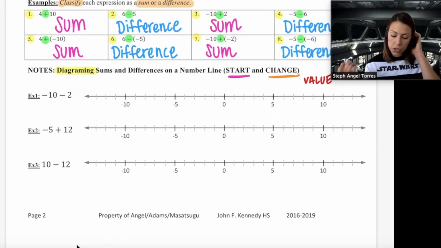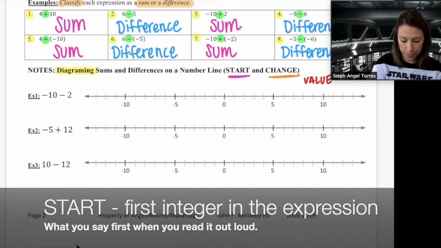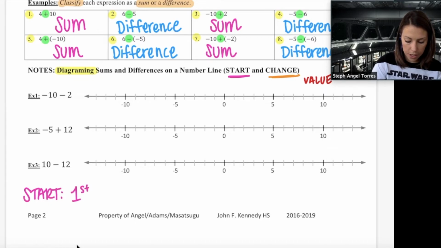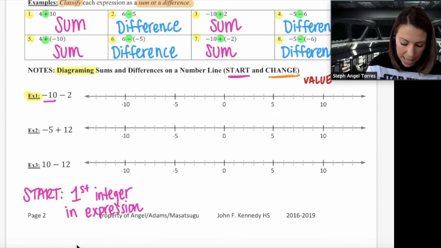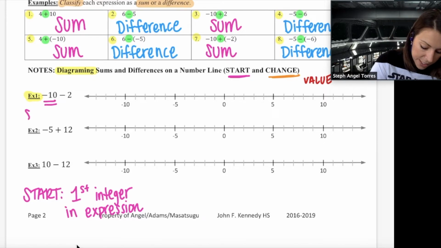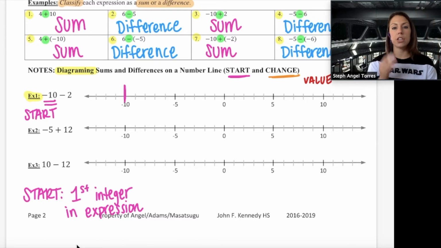So let's talk about these. The starting value is the first number in the expression. So it's whatever you're reading first. Let's take a look here at example 1. What number do you say first when you read example 1? Example 1 is negative 10 minus 2. Notice how I said negative 10 first? That means that's our starting value, and that's the first number I'm going to find on the number line. I like to put a big line on negative 10 to show that is where my journey starts.